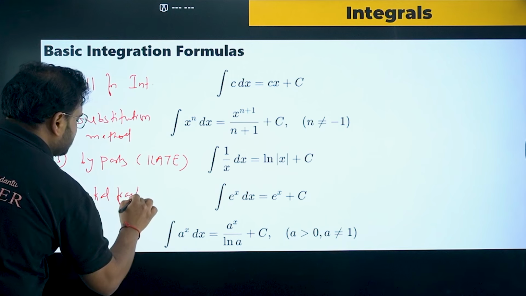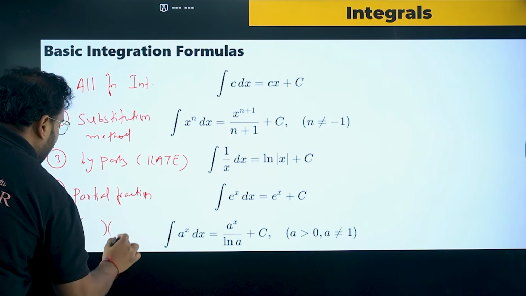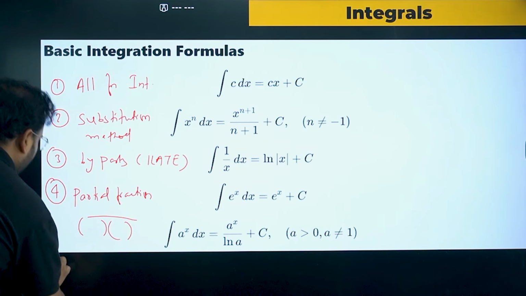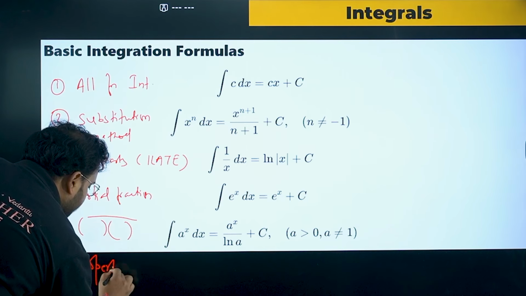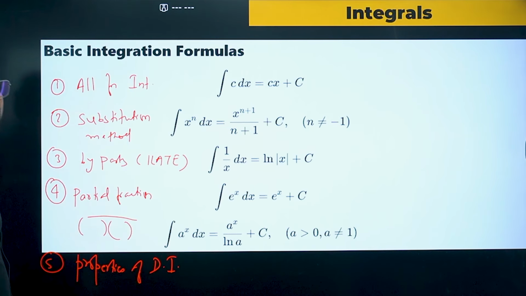Partial fraction. Which category of partial fraction? That category when you have only 2 factors involved. This category you can solve. And of course, you have one more, which is very, very important: properties of definite integral. Those problems can also come.